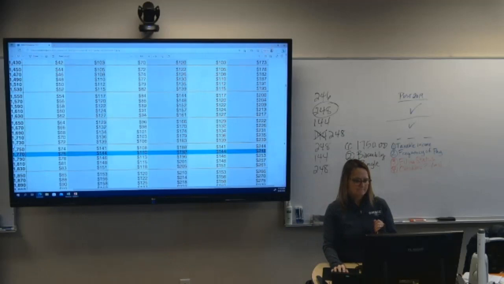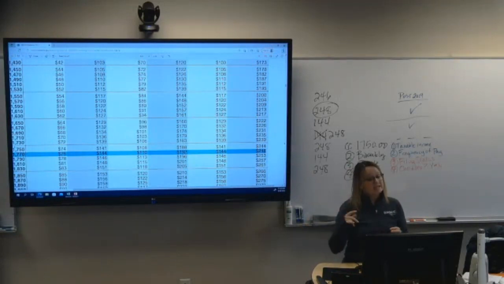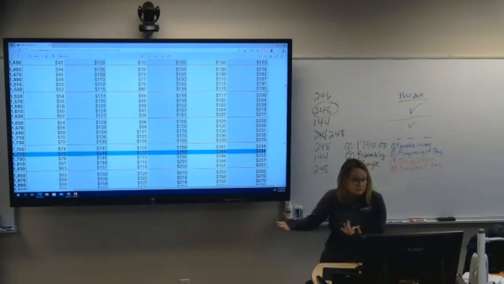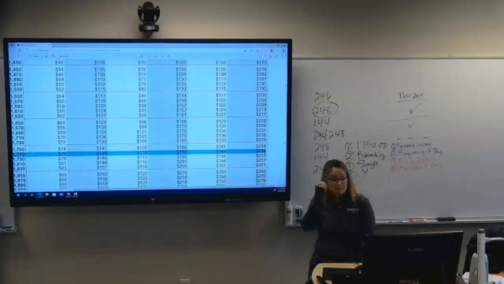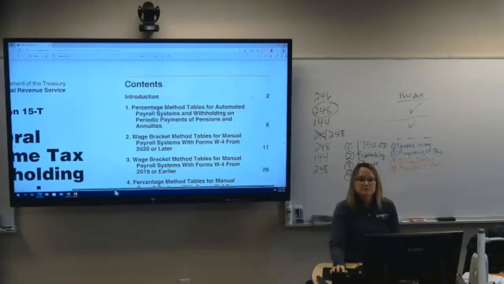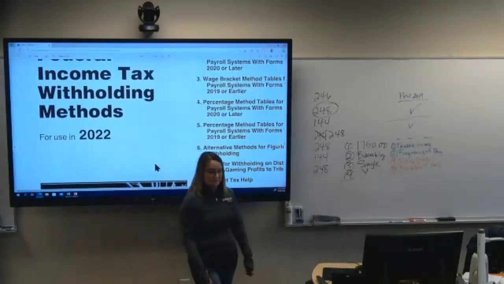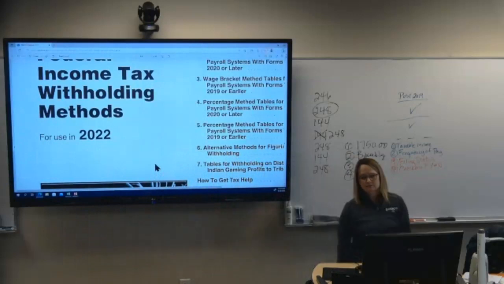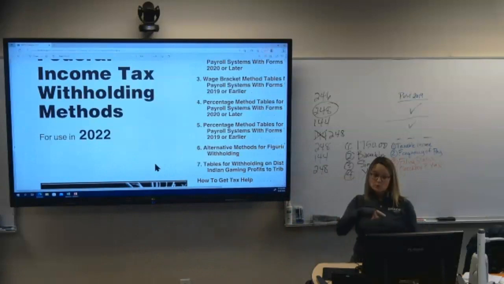We'll just stick with 2022. But if it were a different year, like 2023, everybody who's using these right now in 2023 is going to use a different publication. Publications can have the same name, but be for a different year. You'll notice that this publication, the 15T, tells you right there, for use in 2020. Whenever that employee is getting paid in 2020, we're going to use this one.